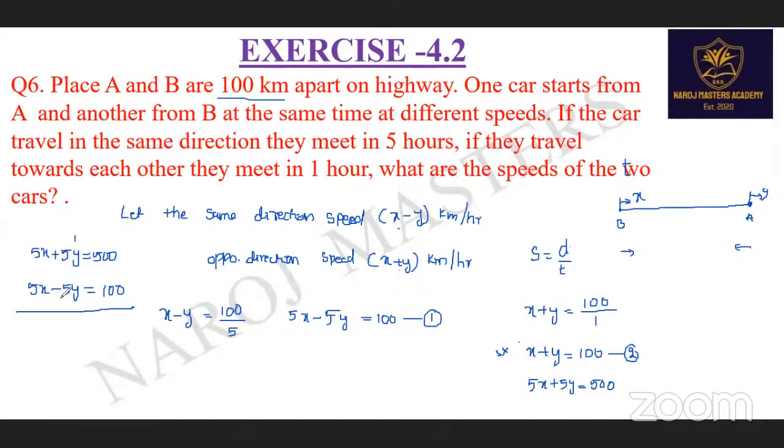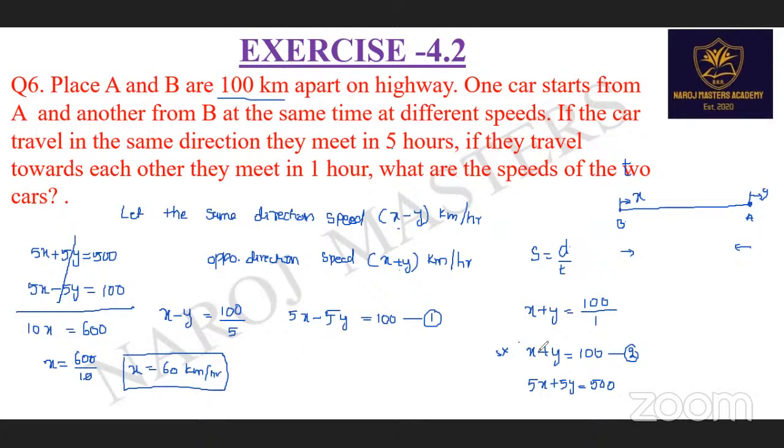So let me add these equations. 5y and minus 5y get cancelled. 5x plus 5x is 10x, that is equal to 500 plus 100, which is 600. So x is equal to 600 by 10, the zeros get cancelled. So what is x here? 60 kilometers per hour. This is the speed of car B, which is traveling from B.